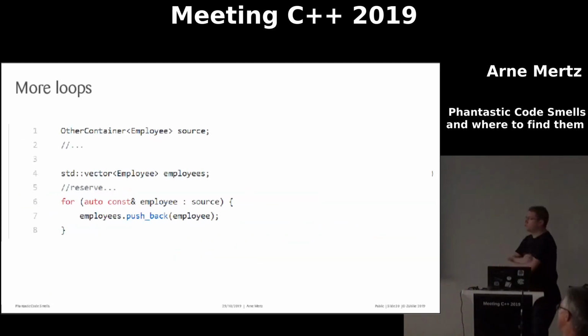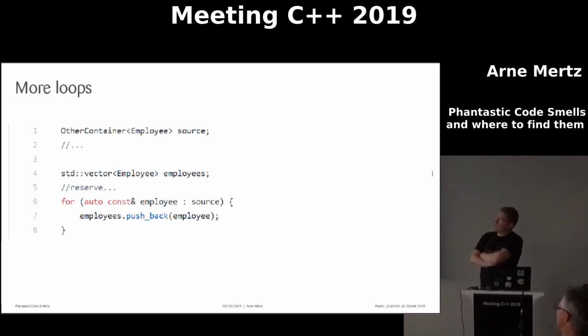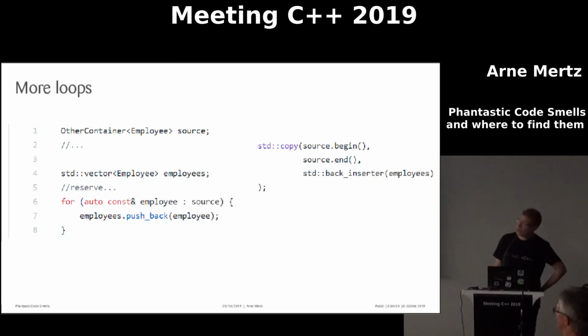Let's have a look at more loops. I have some container with employees. This is my source, and I want to have a vector with employees because I want to deal with vectors and not with that other container. So I reserve enough space in my employees vector, and then I copy them one by one, push back. That's a range-based for, so we've just heard we should use algorithms. std::copy does the same thing. Okay?